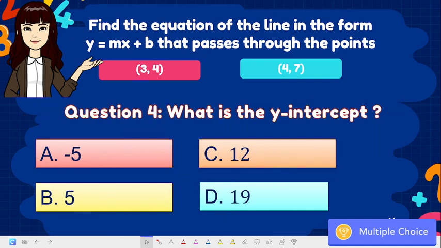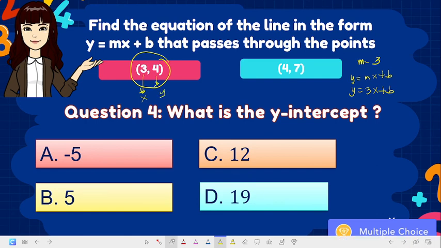So question number 4, what is now the y-intercept? So again, let's solve together. So our slope is equal to 3. So we're now just going to substitute in y is equal to mx plus b. So y is equal to 3x plus b. So we're going to choose any of the 2 points for our x and y. So let's have this one. So 3 is the x and 4 is the y.